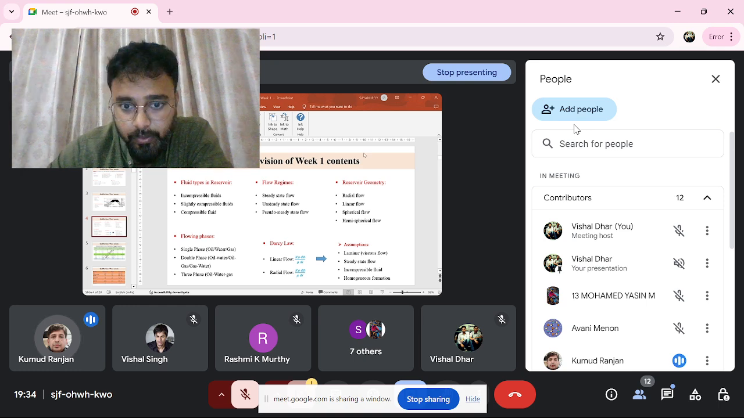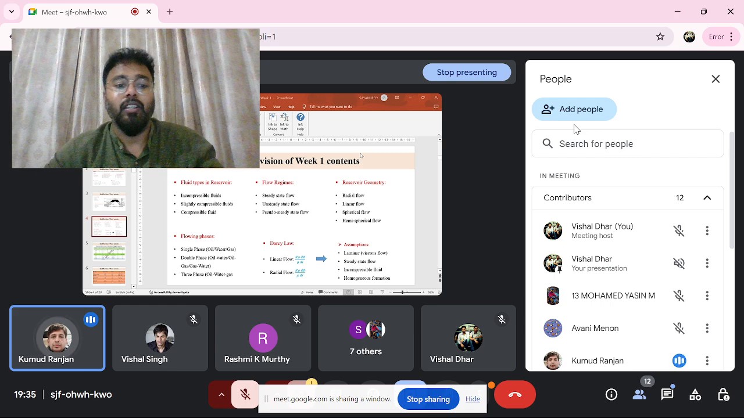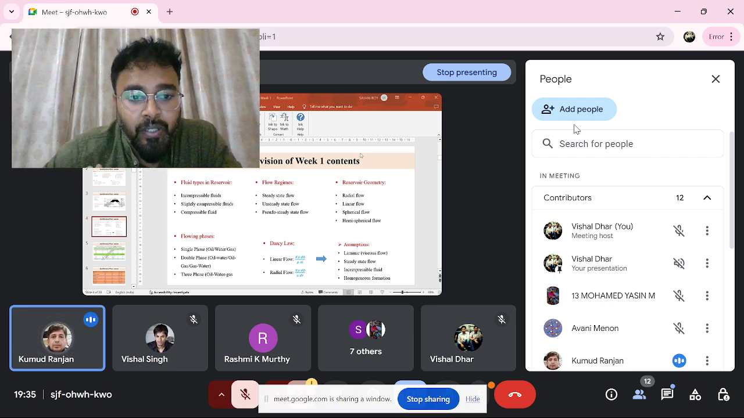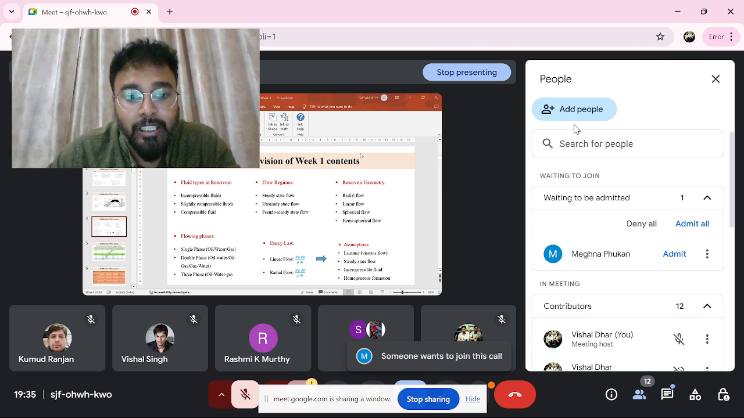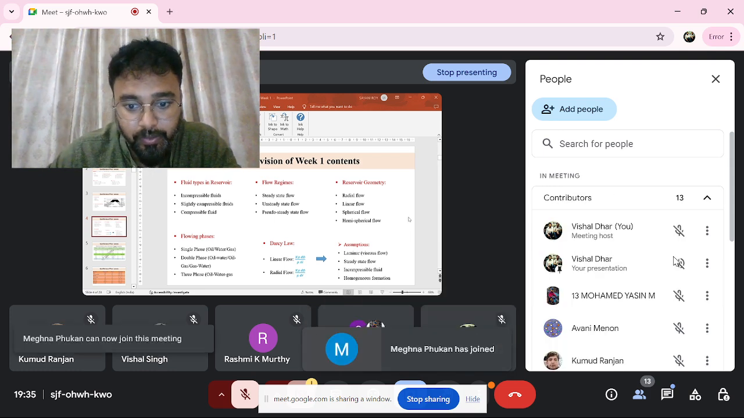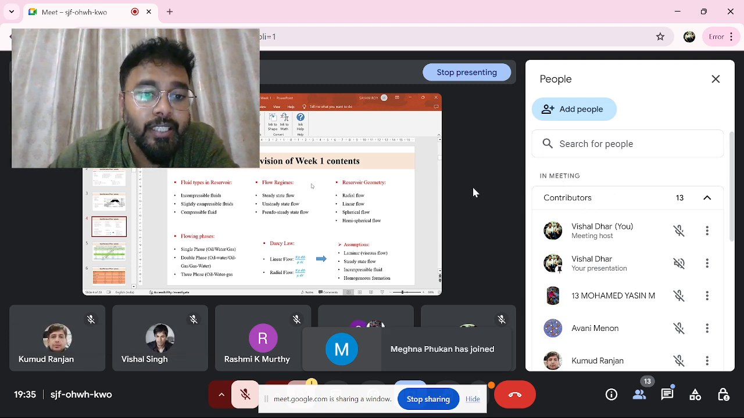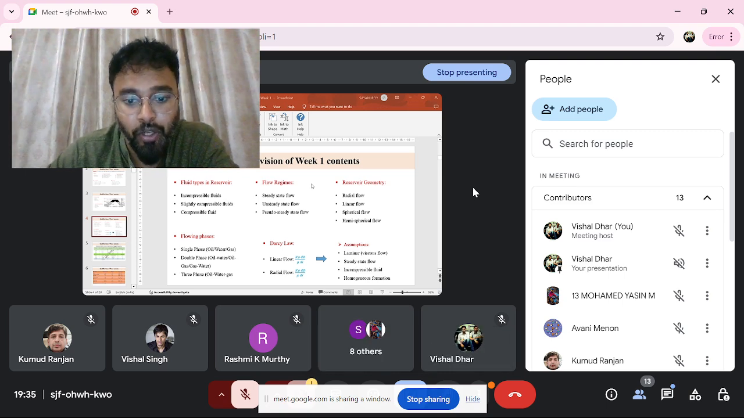Sir, is formation water compressible or non-compressible? Formation water is slightly compressible, but very slightly. It is less compressible than oil. So while doing our numericals and in the petroleum industry, we take water as non-compressible in most cases. But yes, you can say formation water is very slightly compressible.